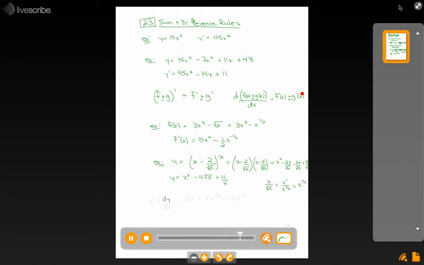So the derivative of this, dy by dx, or y prime, however you prefer to write it, is going to be 2x minus, now 4 times 1/2 is 2, x to the negative 1/2, and then minus 4x to the negative 2. So the power rule and the sum and difference rules combine to be pretty powerful to save you incredible amounts of work in terms of finding derivatives of more and more and more complicated functions.